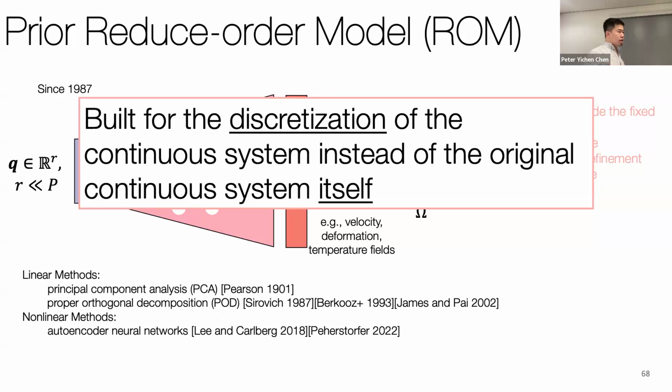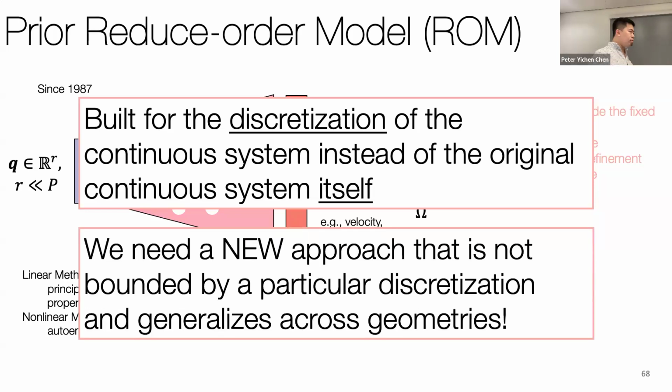This is really the key insight I would like to convey in this line of work: lots of these reduced order models are built for the discretization of the continuous system instead of the original continuous system itself. So we really need a new approach that is not bounded by a particular discretization and has the capability of generalizing to different geometries.